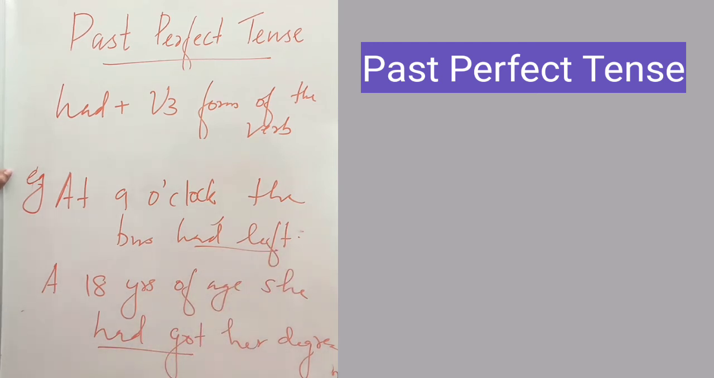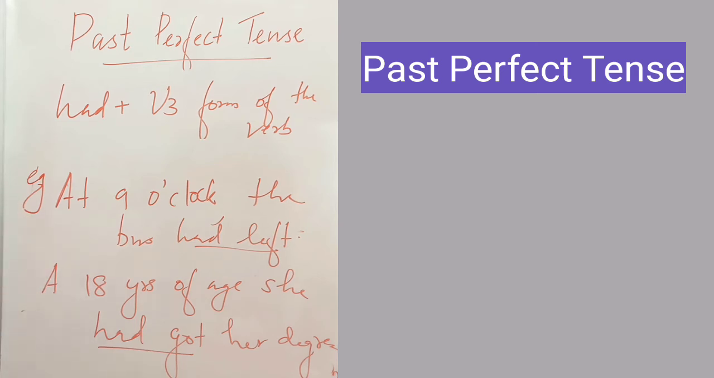Here we used past perfect tense with a time phrase in the past. 9 o'clock is a time phrase and 18 years of age is a time phrase. In her life, it was a past event. In this case, we use past perfect tense. We use past perfect tense with a time phrase in the past or a definite point of time in the past. At 9 o'clock, the bus had left. At 18 years of age, she had got her degree.